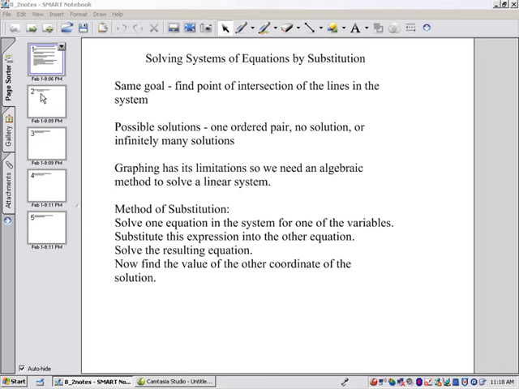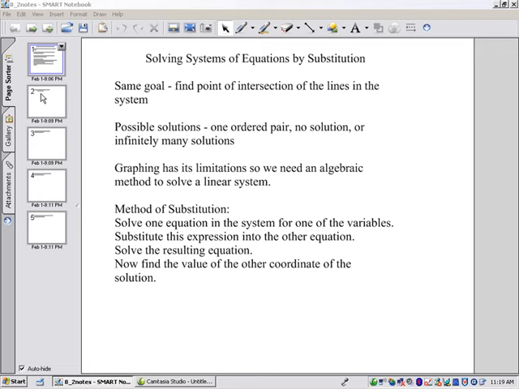In the last section we talked about solving by graphing, but we're going to focus on different methods in the next couple of sections. Our goal is the same, that is, we still want to try to find the point of intersection of the lines in the system, and we're still going to have the same types of solutions, one ordered pair, no solution, or infinitely many solutions.